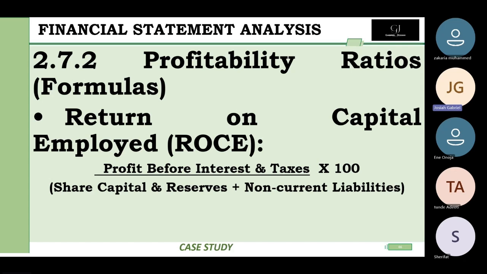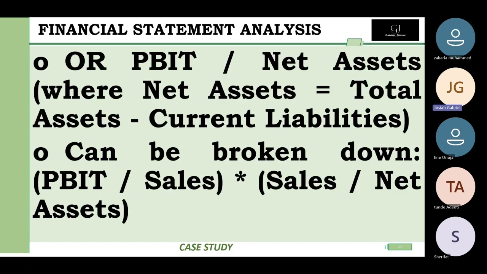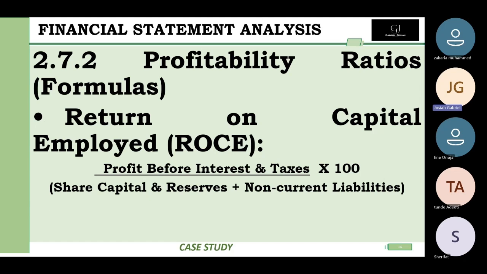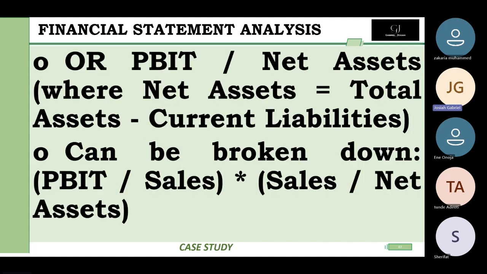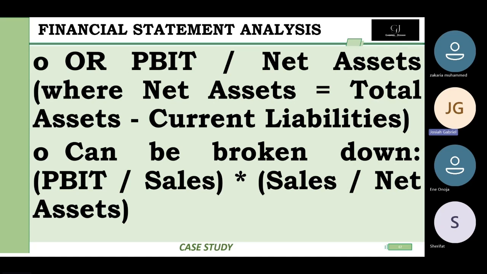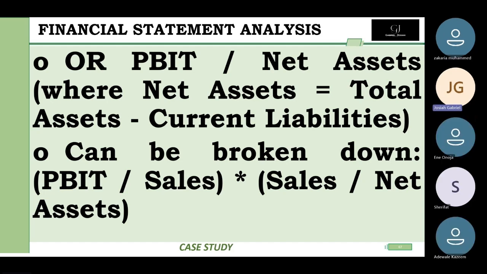This should come first in your mind. You can also calculate it as your profit before interest and tax over net assets, looking at your total assets minus your total current liabilities. So where you don't want to use this denominator, speaking to your capital, total capital plus reserves, you can use your total assets minus your current liabilities, which can be broken down as your profit before interest and tax divided by your sales, and your sales comes back as change of subject formula divided by your net assets to give you the profit before interest and tax over your total assets minus current liabilities.